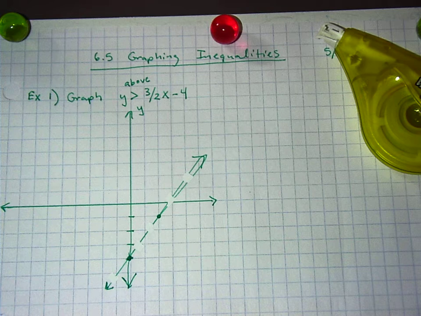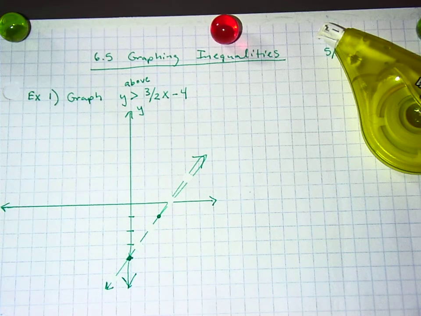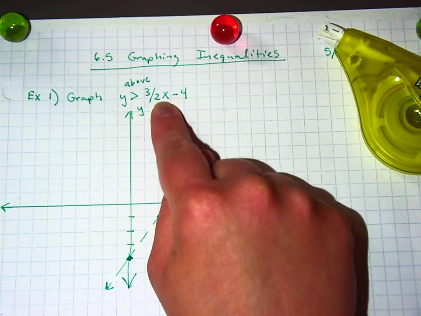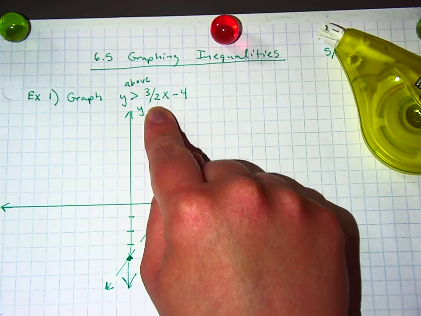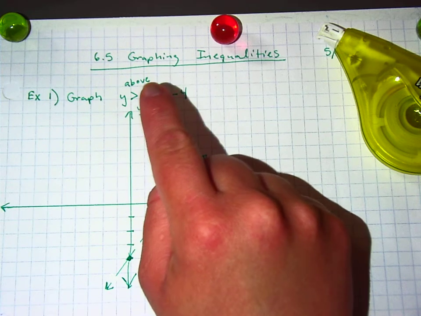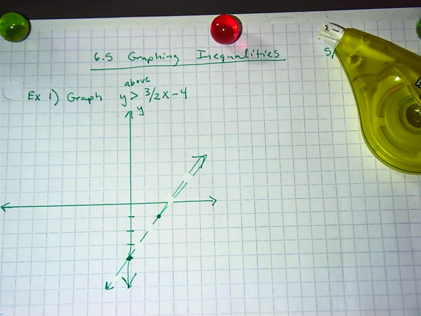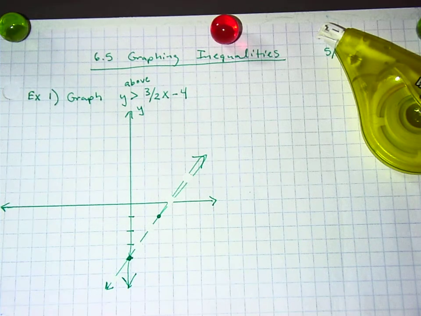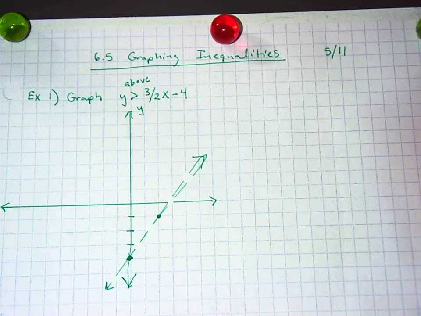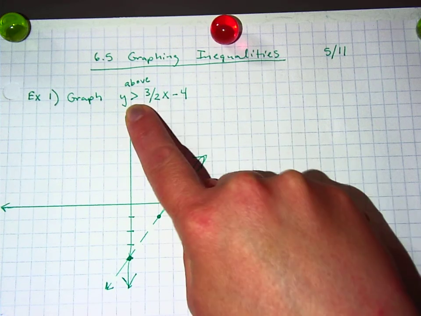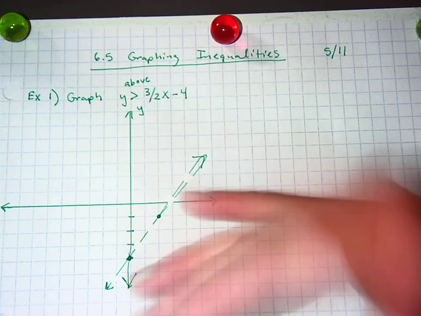This is where it gets confusing because a lot of teachers will tell you that the best way to do this is to test a point, like 0, 0. So you would put 0 in for y and 0 in for x, and then 3/2 times 0 is -4, and 0 is greater than -4, so that works. And so they would say just to test a point, but I think you can actually figure it out by just looking at the graph and seeing what it is. Remember that greater than is above and less than is below.